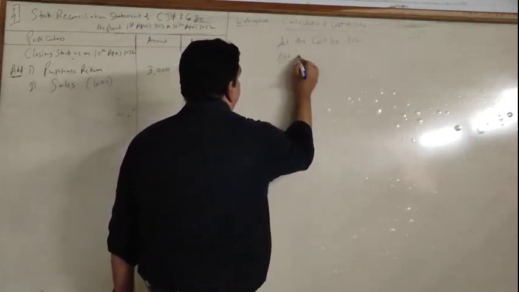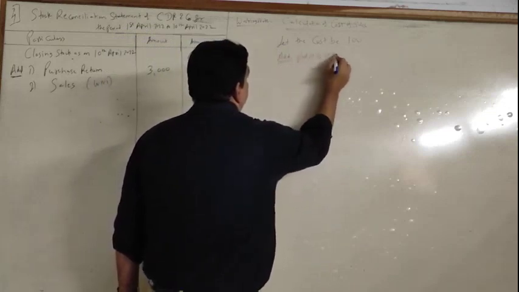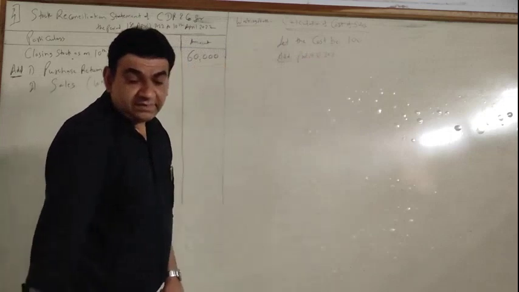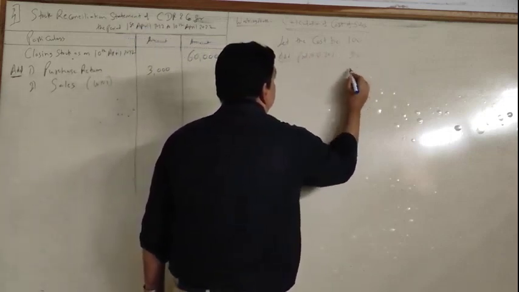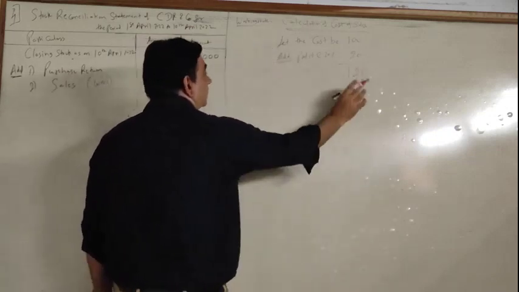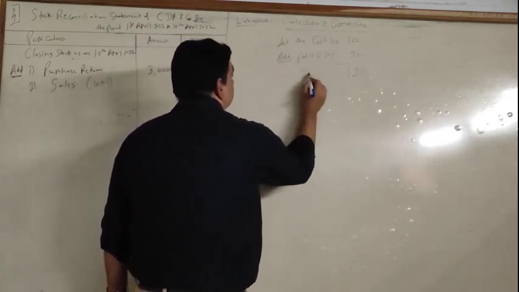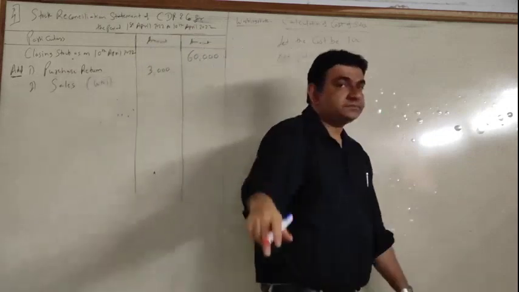To that, add profit which is 20% on cost. 100 ka 20% is 20. So 100 plus 20 gives you 120. That is my selling price or sales.